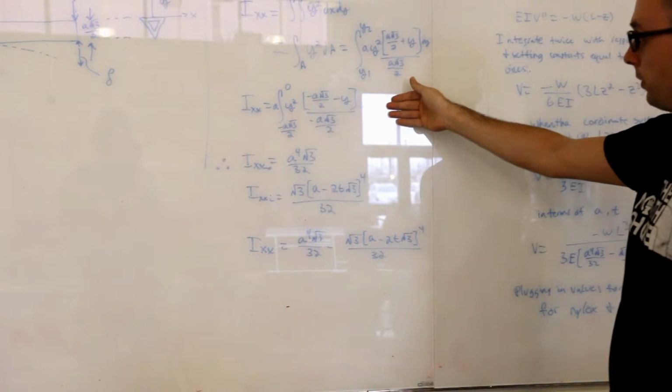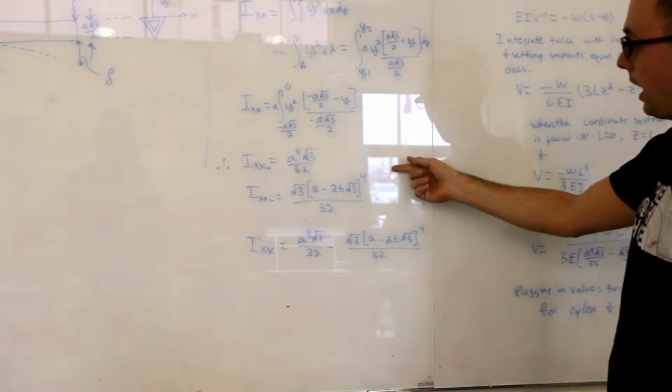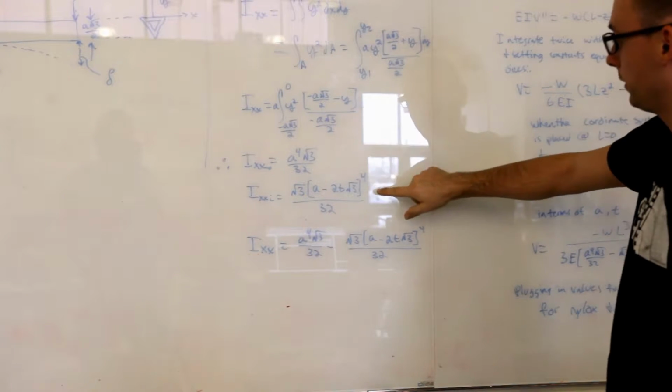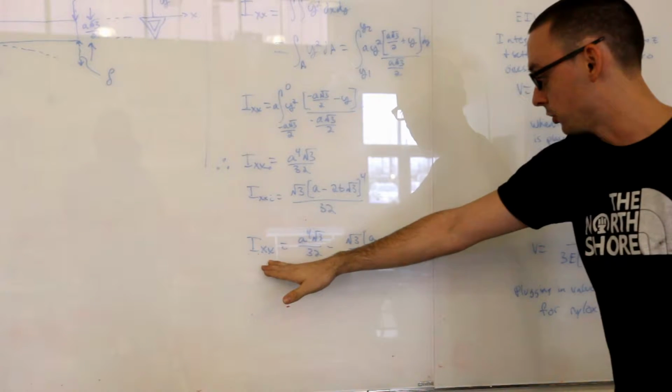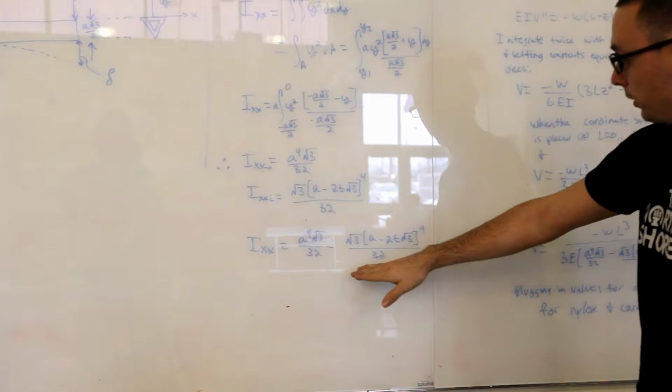Using MATLAB, we solve this equation, and then plugging in A sub I into this equation gives us this equation here for the inner triangle. And thus, the total moment of inertia is the outer triangle minus the inner triangle as shown here.